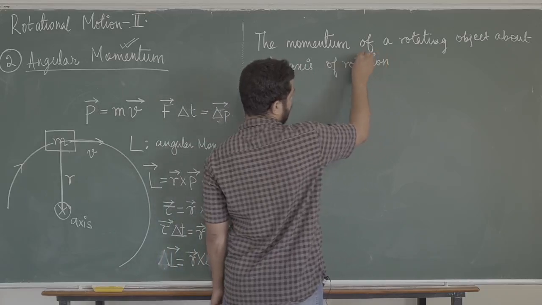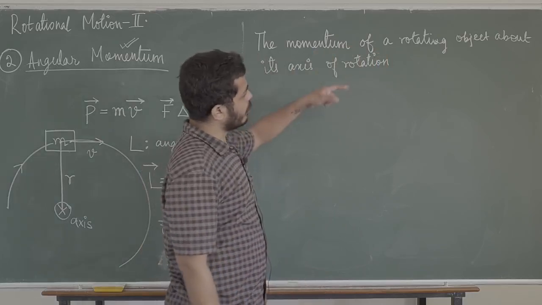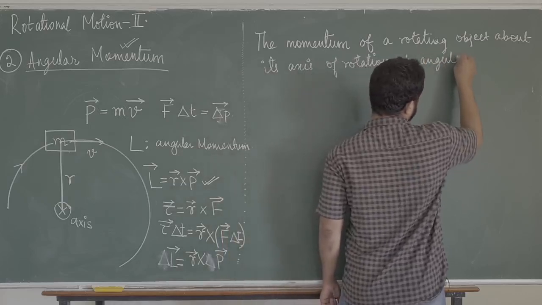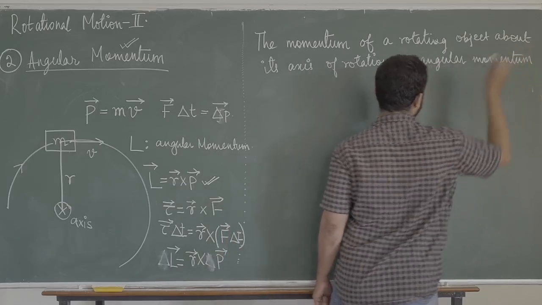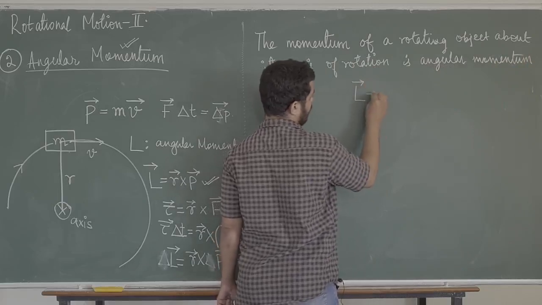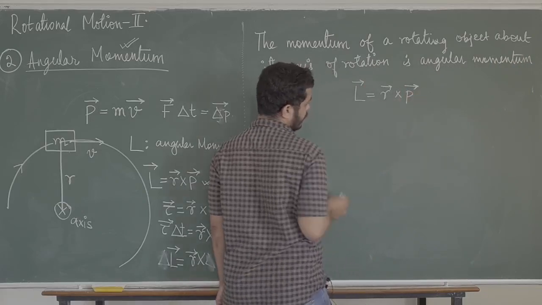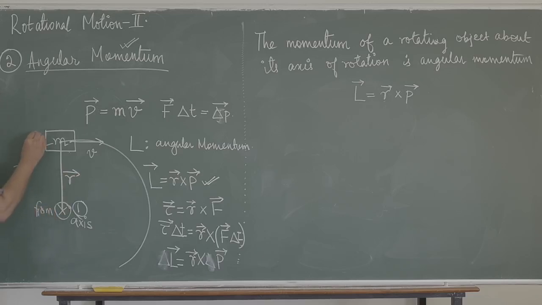Now this is my definition. If you're writing this in the boards, you should take a look at what's exactly written in your book. But the momentum of a rotating object about its axis of rotation is called angular momentum. How do you write down angular momentum? Then you say that L vector is equal to r vector cross P vector. So how do you define r vector? To define r vector, you will require an axis of rotation, and r vector points from the axis to the mass. So from axis to mass is your r vector.